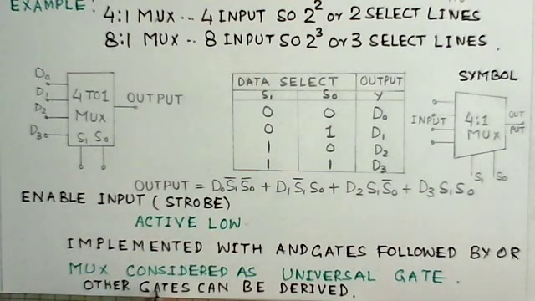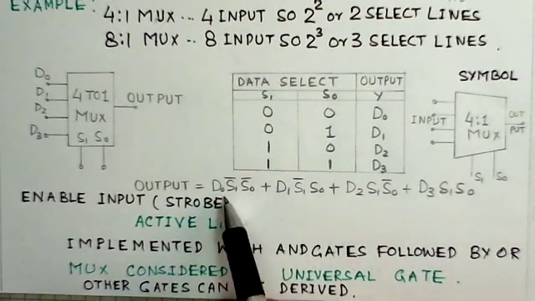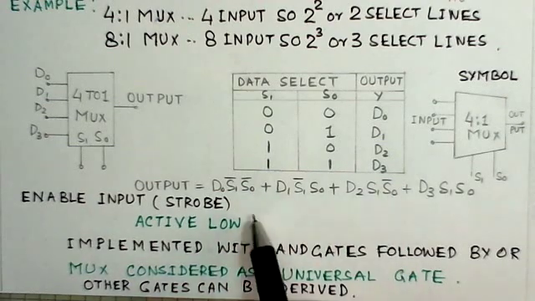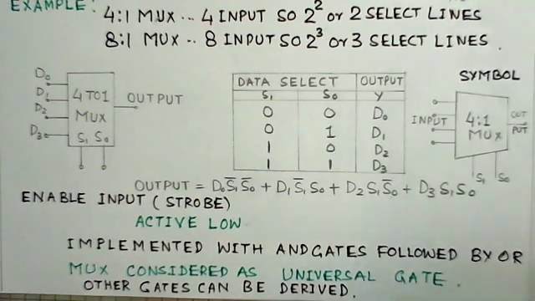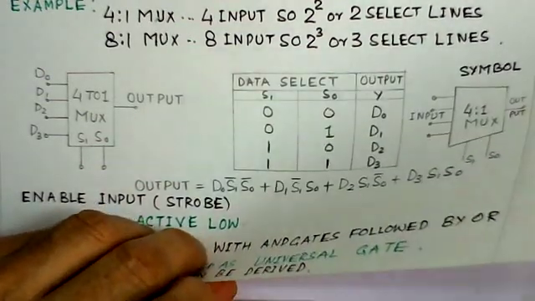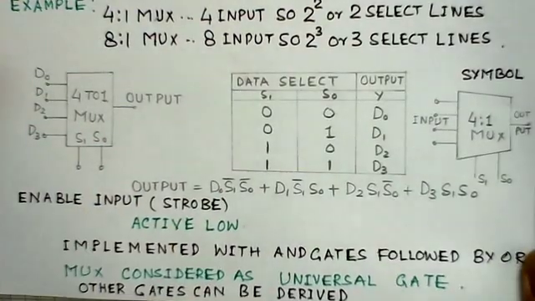and it can be implemented with AND gates followed by OR gates. So obviously the output equation could be implemented using AND gates and the corresponding OR gates. Multiplexer is also considered a universal gate because other gates can also be derived from this multiplexer. Okay.